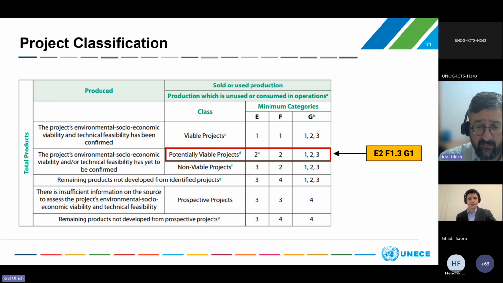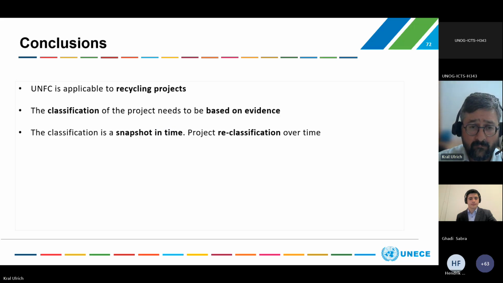So the class reflects the viability of the recycling projects. In this case, when we have a 2, 1.3, 1, we have a potentially viable project. So the class is determined by the categories that you have selected beforehand. This brings me to my last slide, to the conclusions.